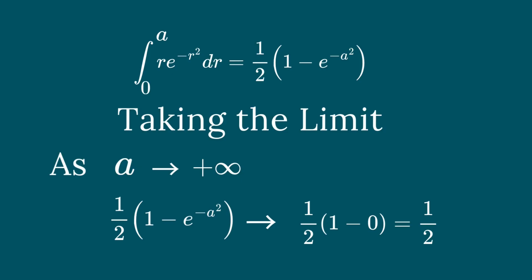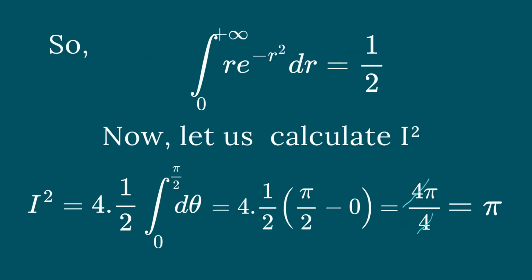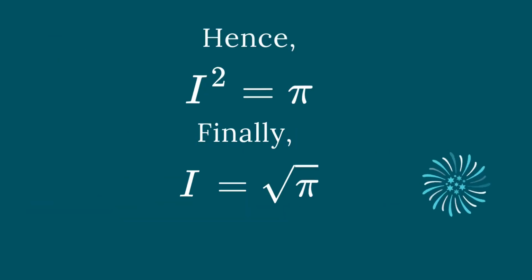Now, we take the limit as a approaches infinity. The exponential term goes to 0, so the r integral evaluates to 1/2. Next, we multiply this by the angular integral, which is pi over 2, and by the symmetry factor 4. Doing the calculations, we have I squared equals 4 times pi over 2 times 1/2, which simplifies to pi. Finally, taking the square root, we find that I equals the square root of pi.